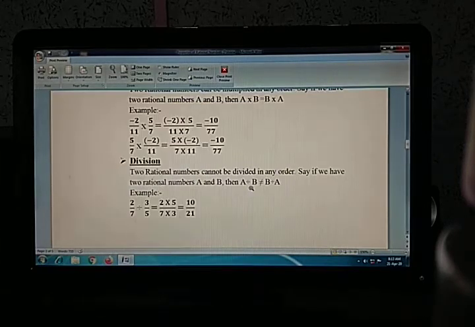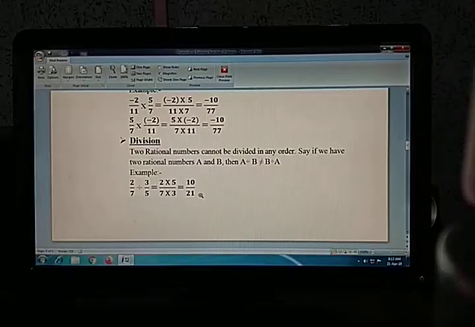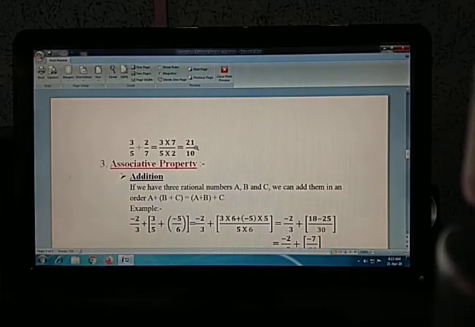An example is I have taken here 2 by 7 divided by 3 by 5. The answer is 10 by 21. And in this other case, the answer is 21 by 10. So it is opposite. The answers are different. So the commutative property does not hold in case of division of two rational numbers.